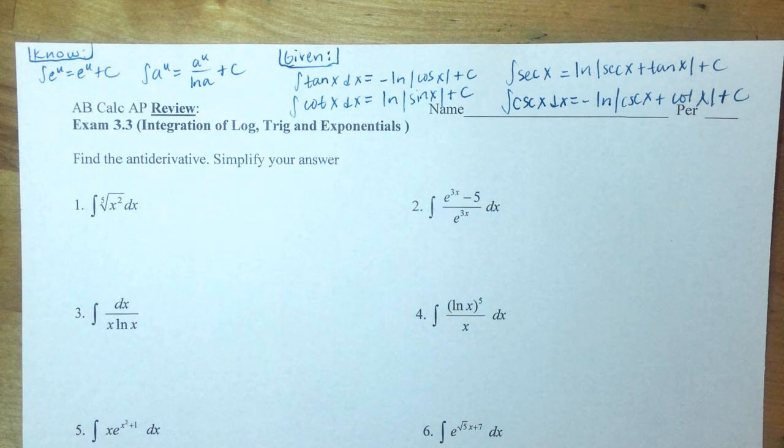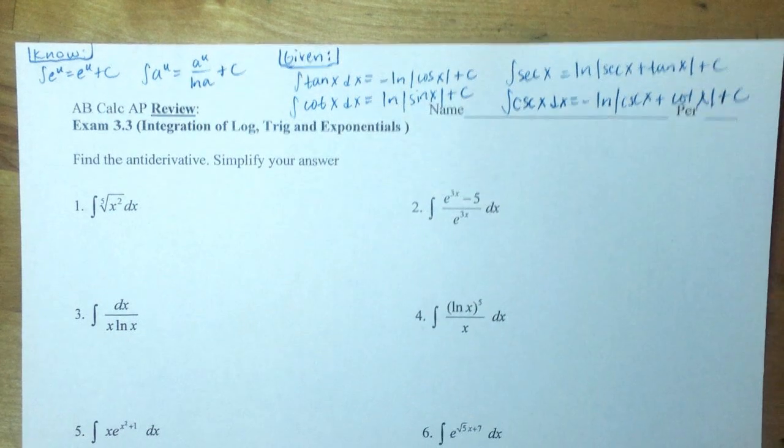So leave that there for a second. And I'm going to get a separate sheet of paper because I write really big. All right, so let's go ahead. It says find the antiderivative. So we'll start with number 1.